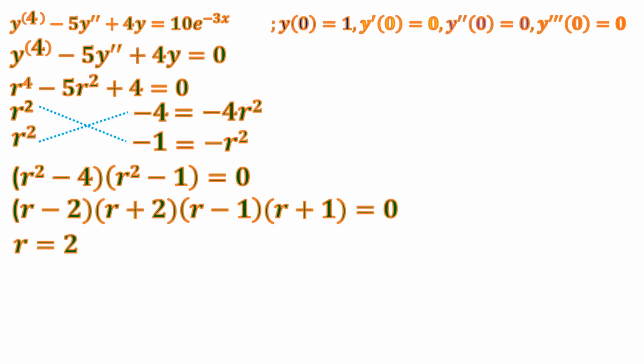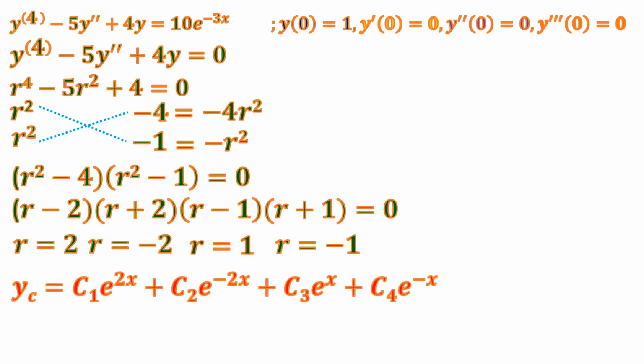And then we're gonna have now the roots: r equals 2, and for r plus 2 it's r equals negative 2, r equals 1, and r equals negative 1. So of course every factor will be equal to 0, and you're gonna transpose. And so we'll have the complementary solution, the yc, which is equal to c1 e to the 2x, that's for the root 2, c2 e to the negative 2x for the root negative 2, c3 e to the x, that's for the root 1, and c4 e to the negative x, that's for the root negative 1.